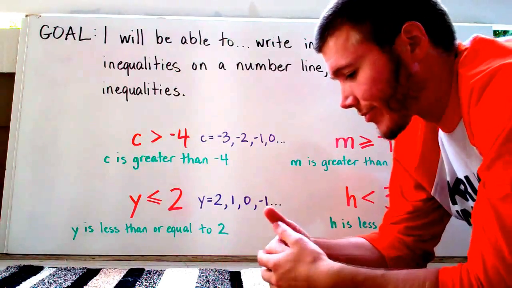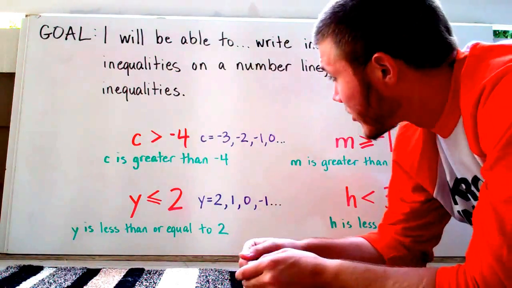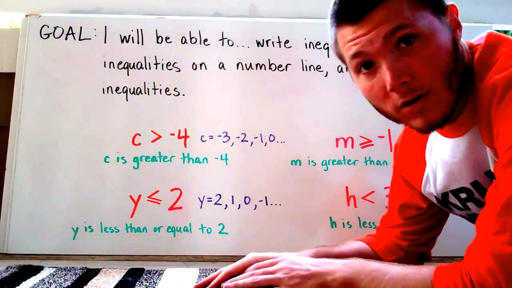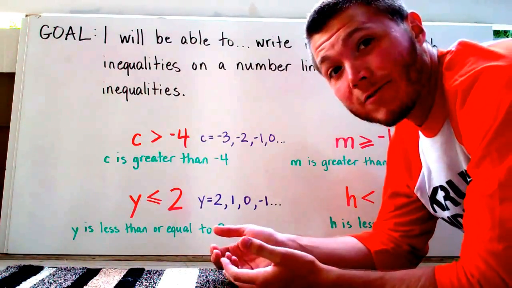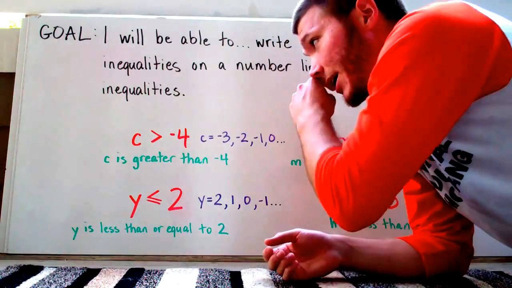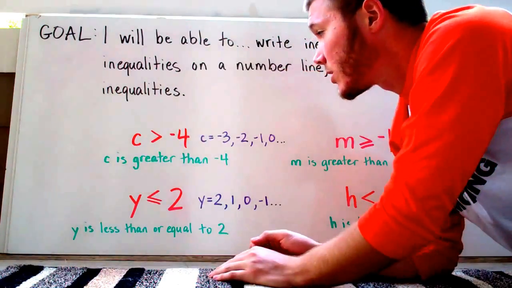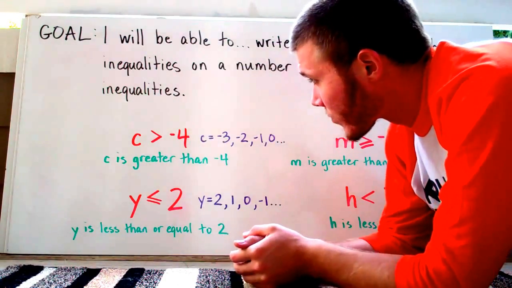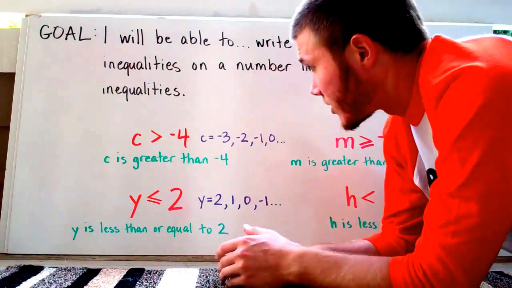Equations, there's usually only one answer for the variable. With inequalities, there's way more than one answer. An infinite amount of answers, actually. So, for example, this inequality: C is greater than negative 4. Remember, you've already learned about inequalities.